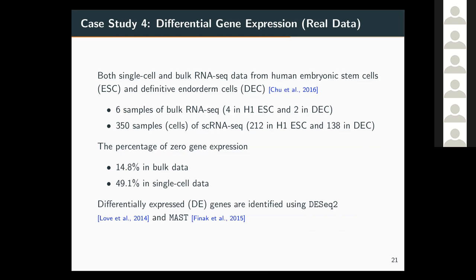The percentage of zero expression in the raw data is 49.1% in single cell data, which is much higher than 14.8% in bulk data. And this high percentage of zero expression brings many challenges to the DE analysis. What we do is that since the ground truth of the DE genes is unknown in this example, we take those DE genes that are identified from the bulk data and use them as the gold standard and compare the accuracy of DE analysis based on single cell data.